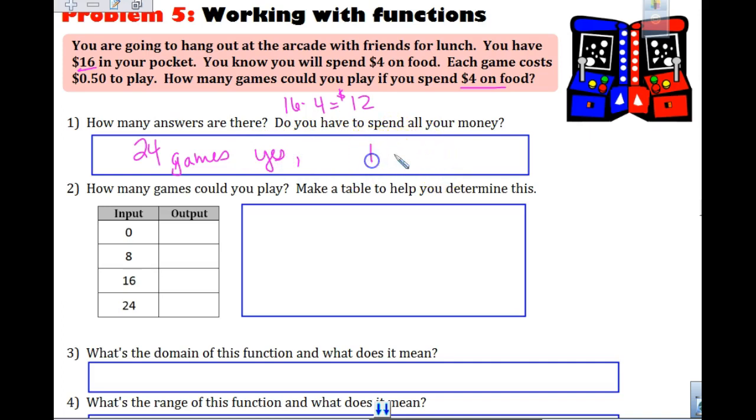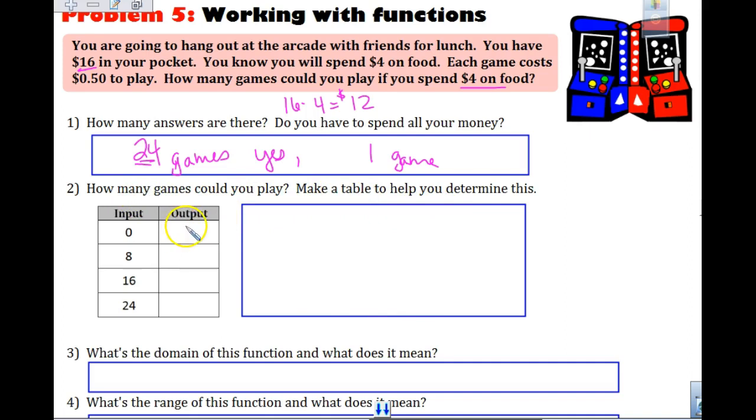So could I have only one game? My parents gave me the money and I now have $11.50 left, right? Could I get 10 games? Can I get more than 24 games? No, I cannot get more than 24. So it says, how many games can you play?